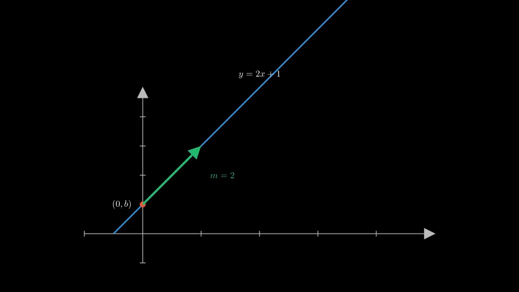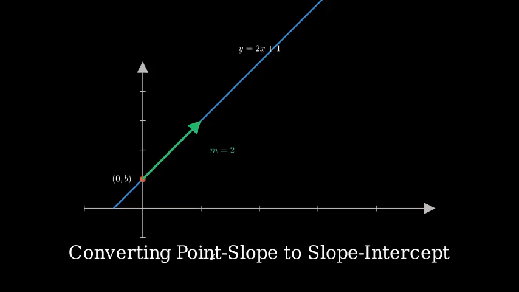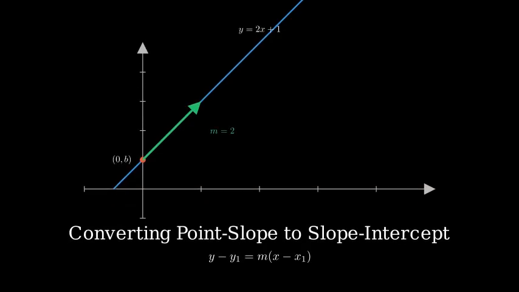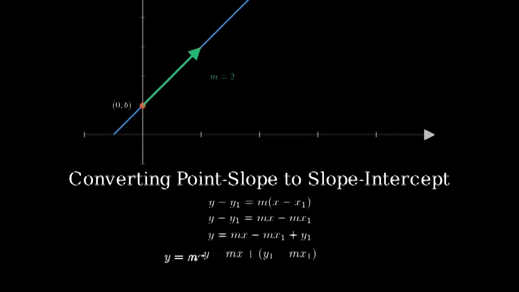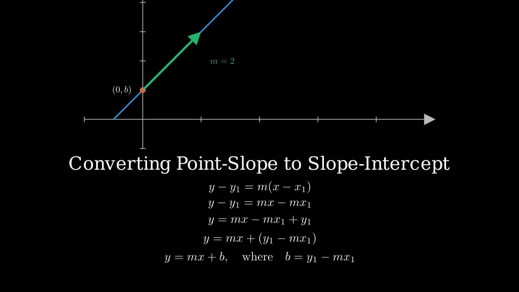Let's see how to convert from point-slope form to slope-intercept form. Starting with y minus y1 equals m times (x minus x1), we can expand the right side to get y minus y1 equals mx minus mx1. Rearranging to isolate y, we add y1 to both sides: y equals mx minus mx1 plus y1. Simplifying, we get y equals mx plus (y1 minus mx1), which is in the form y equals mx plus b, where b equals y1 minus mx1.